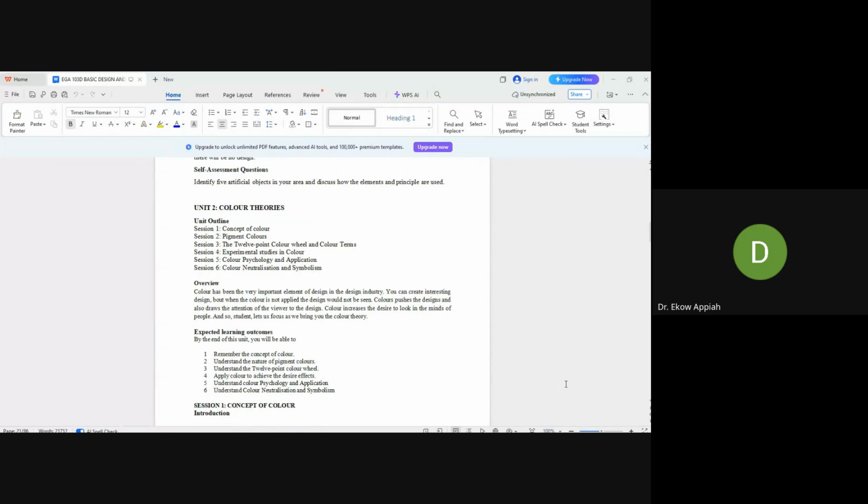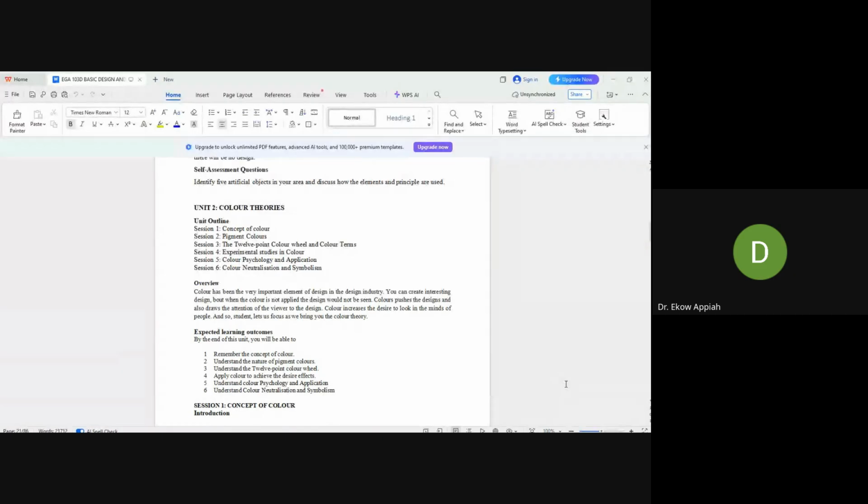We have another term called shade. Shade simply means when you add black to a particular color, you have shaded it. So you can say shade of red. That is shade. So these are the color terms that you need to know. And there are more of them. Because of the time, I have to give those ones to you to do research to identify some of the color terms.